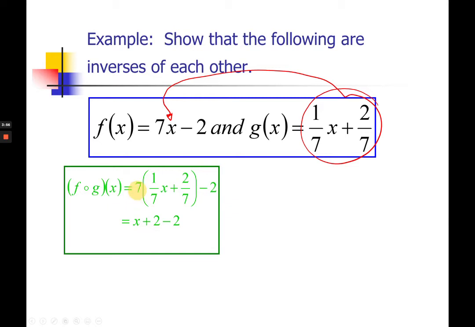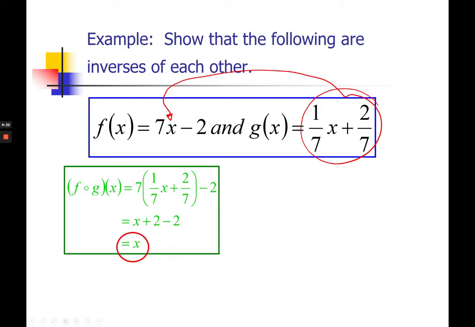There it is. Again, 7 times 1 over 7 is 1x. 7 times 2 over 7 is 2. Minus 2, you just copy, but 2 minus 2 is 0. Therefore, your result is x. And therefore, they are inverses of each other.